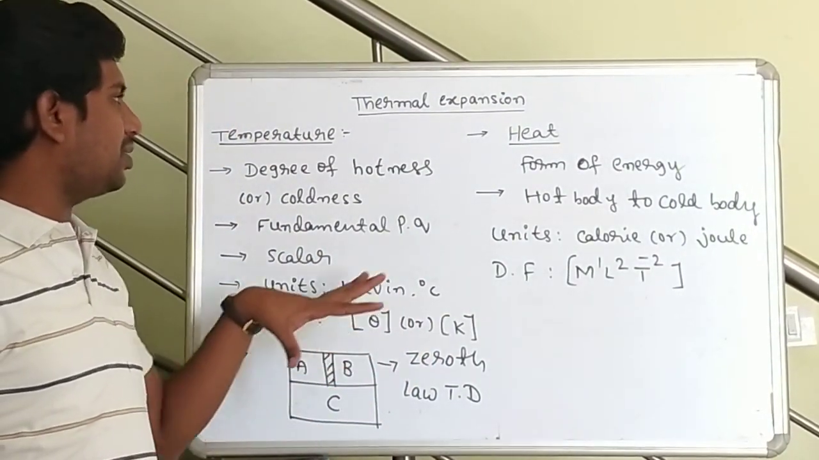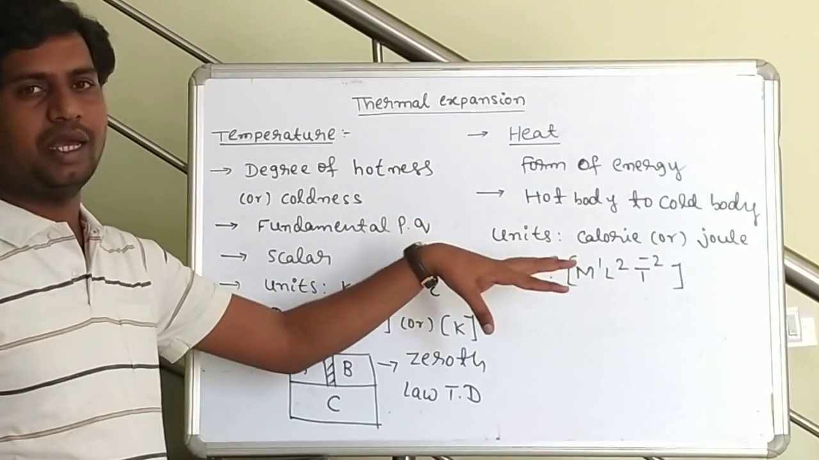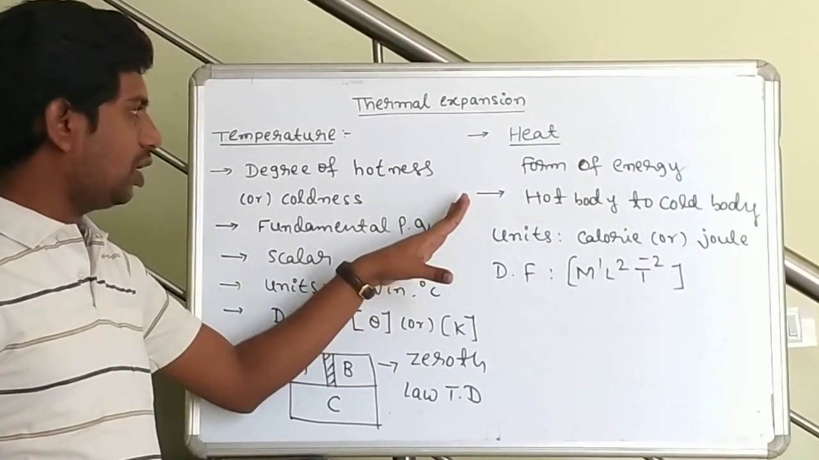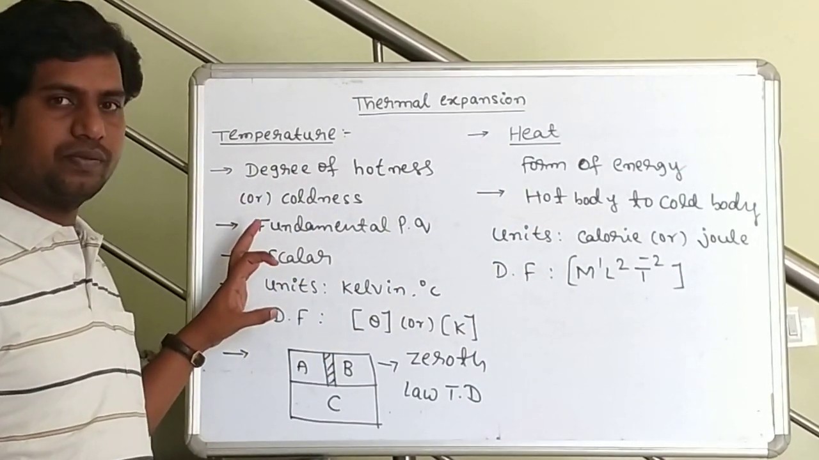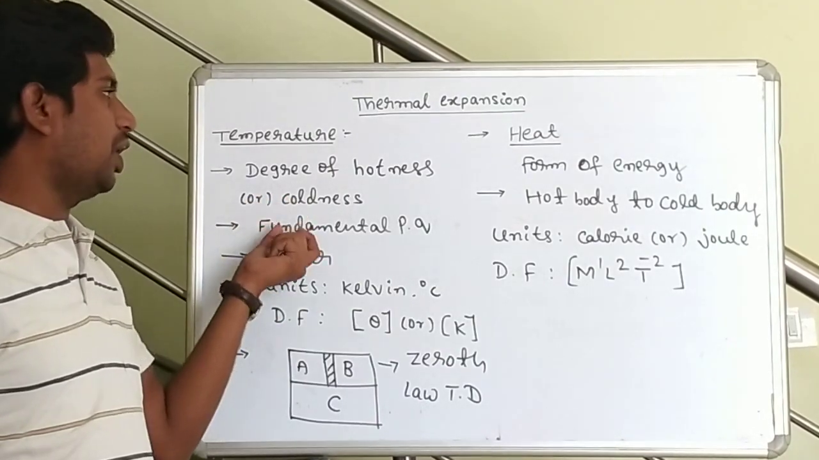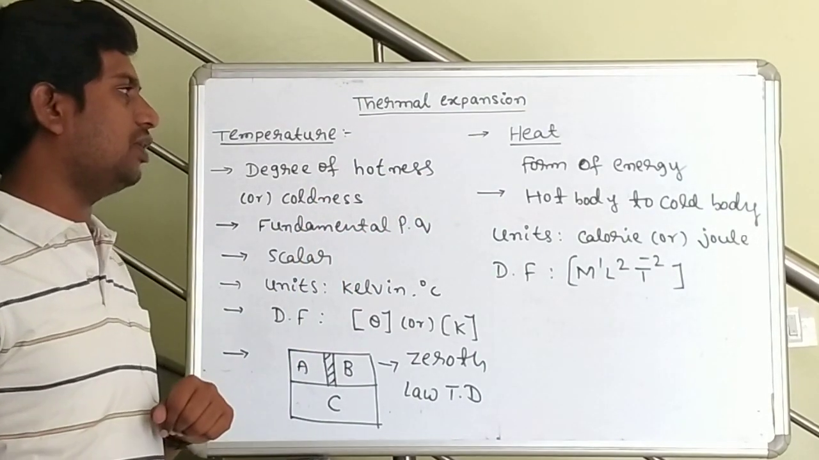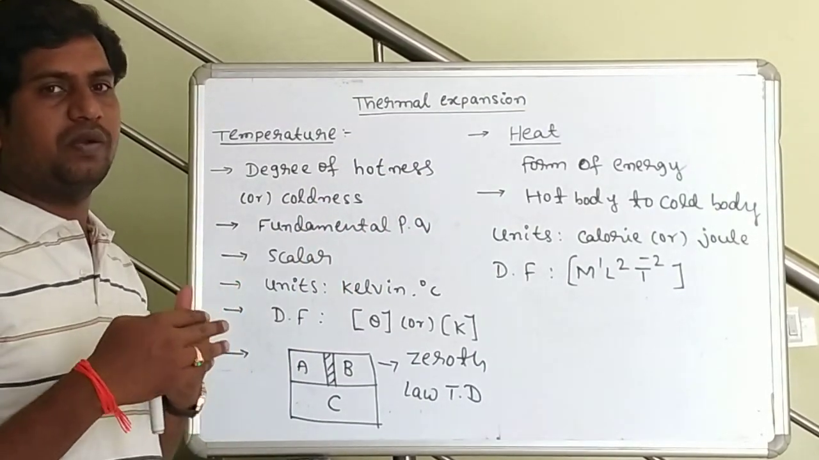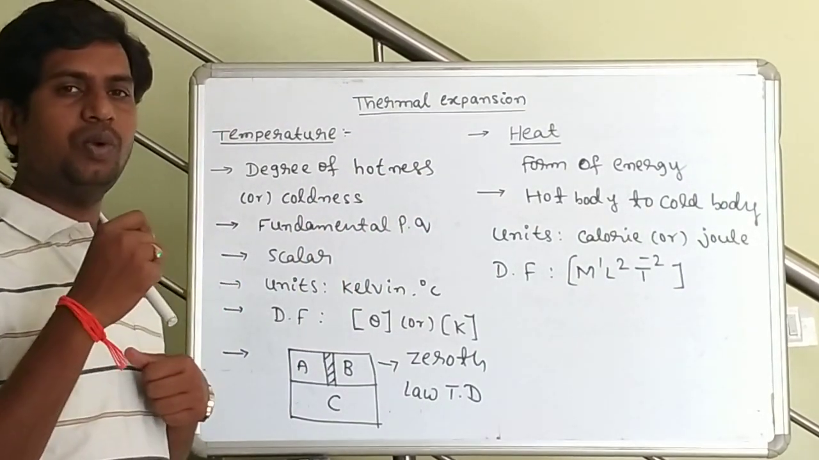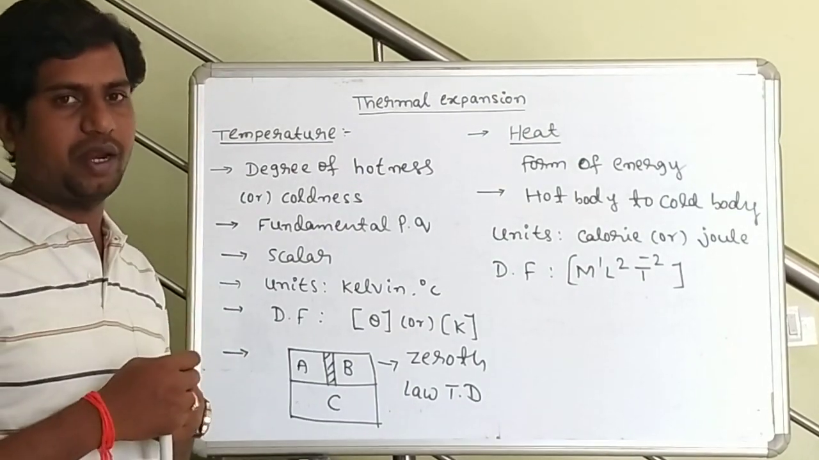So this is the introduction of temperature and heat. Temperature is a physical quantity which gives the degree of hotness or coldness. Heat is a form of energy which flows between two objects due to temperature difference.